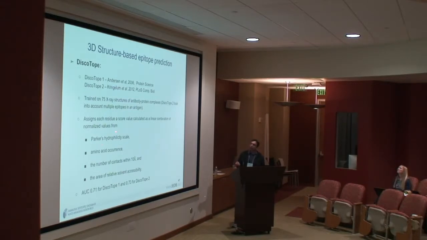It also uses the hydrophilicity scale, Parker's hydrophilicity scale, the amino acid occurrence that I talked about, then the number of contacts within a 10 angstrom radius, and then the relative solvent accessibility. These are the features used by DiscoTope 1, and then DiscoTope 2 benchmarked these different parameters and used similar features but in a different way of calculation, and came up with a slightly better AUC of 0.73 compared to 0.71 for DiscoTope 1.